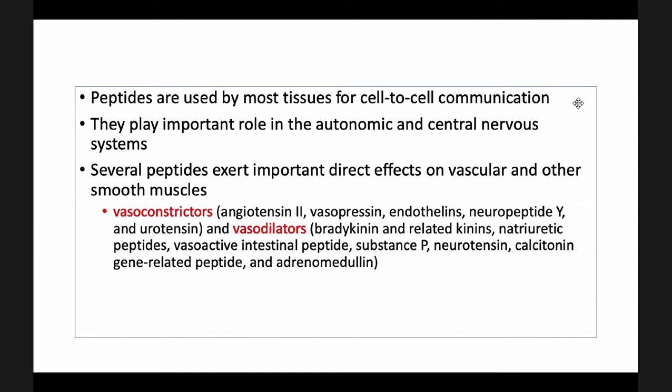And you have vasodilators. So if you have vasoconstrictors, you have vasodilators, and these are your bradykinins and related kinins, your natriuretic peptides, vasoactive intestinal peptide, substance P, neurotensin, calcitonin gene-related peptide, and adrenomedullin.